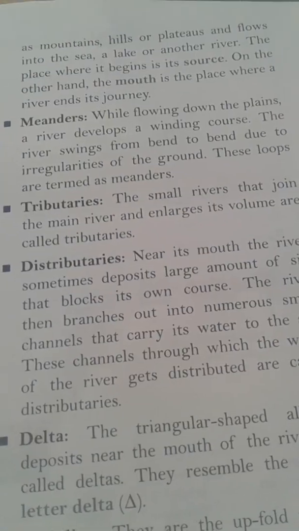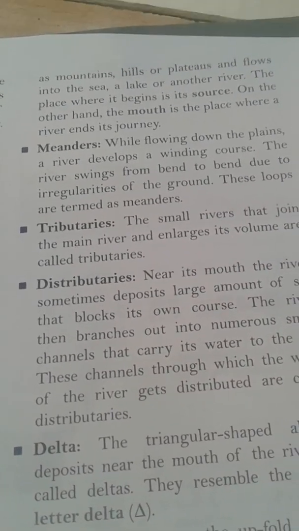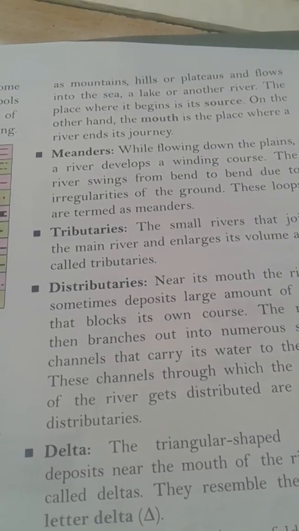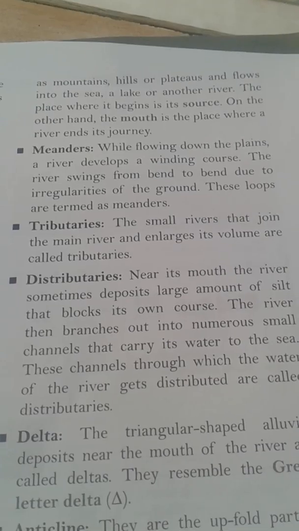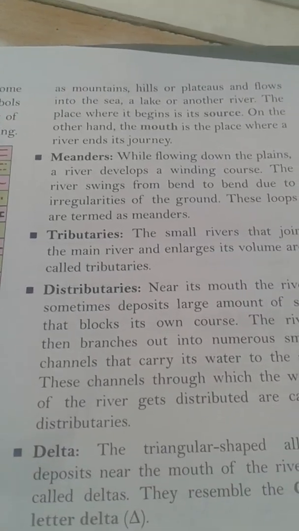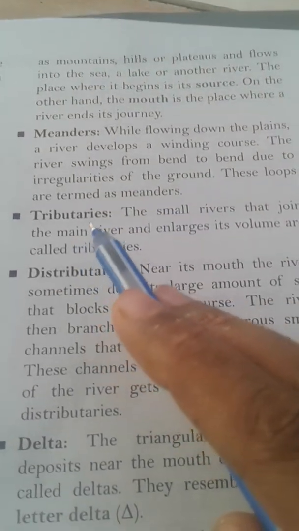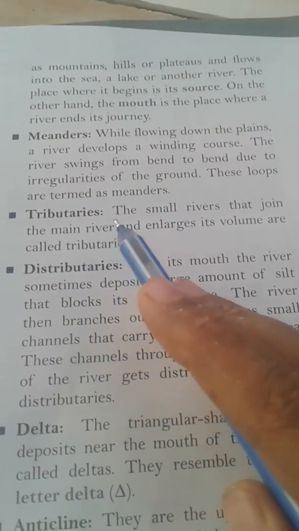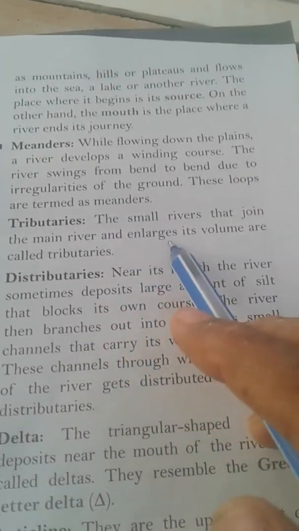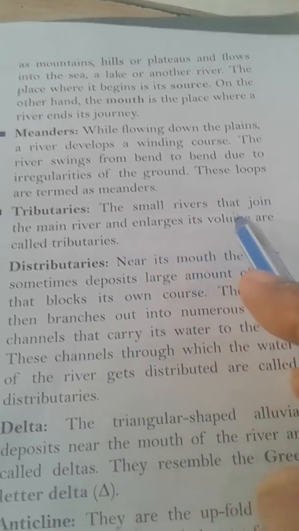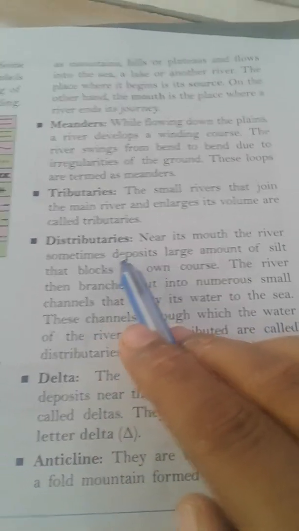Meanders. What are meanders? When a river flows down, it develops a winding course. By the irregularities, it forms loops, and these loops are called meanders. Next is tributaries. When small rivers join the main or large river, they enlarge the volume of the main river and are called tributaries. Distributaries. What are distributaries?